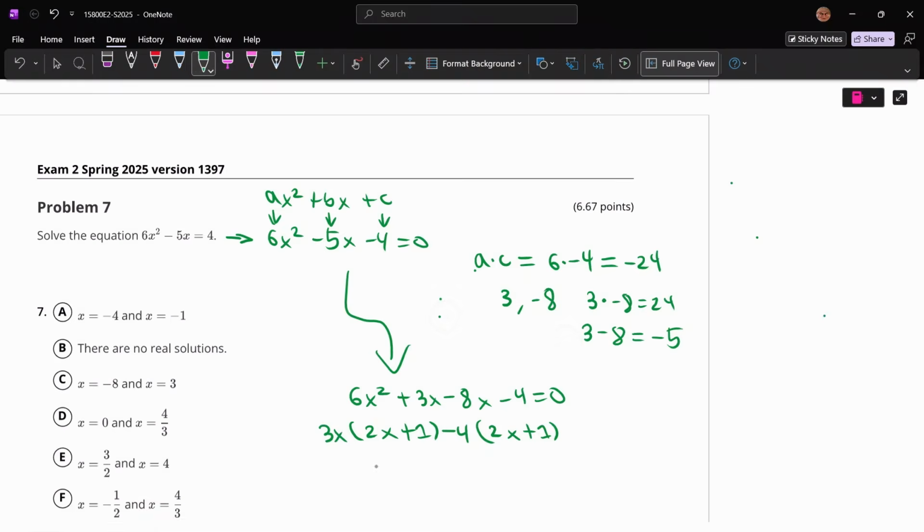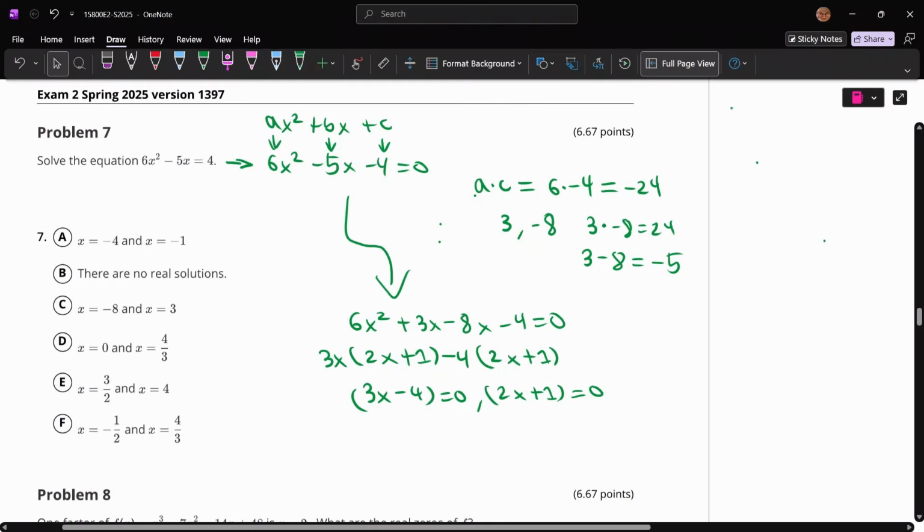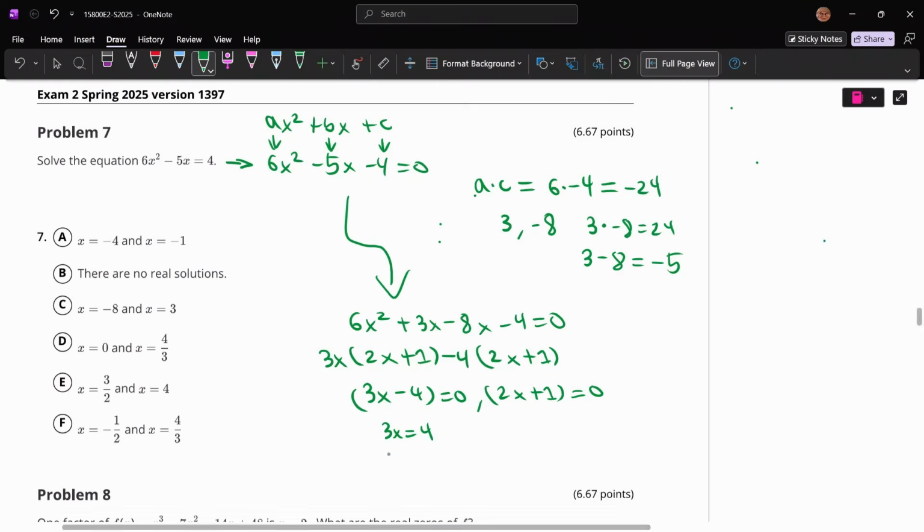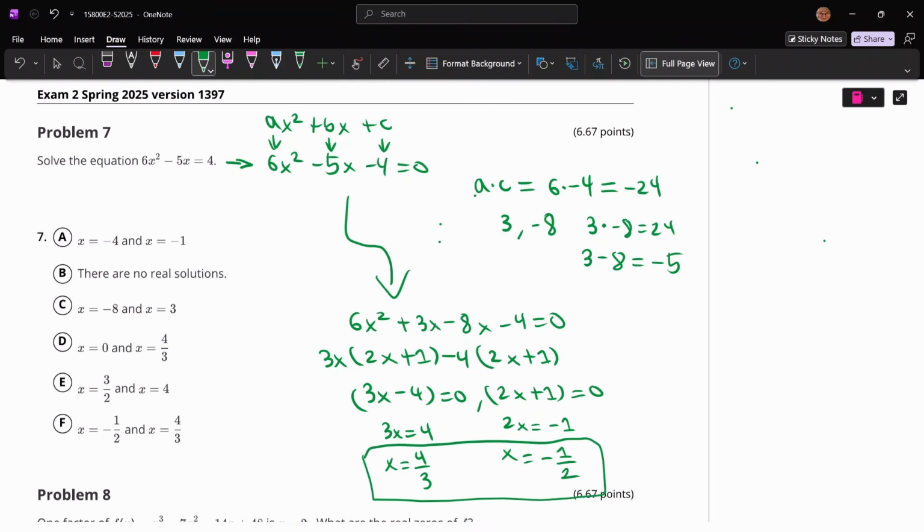So when you do that, you should end up with 3x minus 4 is equal to 0, and then 2x plus 1 is also equal to 0. Solving for x here, you end up with 3x is equal to 4, and so dividing both sides by 3, you end up with x is equal to 4 over 3. And then in the 2x plus 1 case, this becomes 2x is equal to negative 1. Dividing both sides by 2, you end up with x is equal to negative 1 half. And so these would be the two solutions of this problem. So the answer would be F in this case.